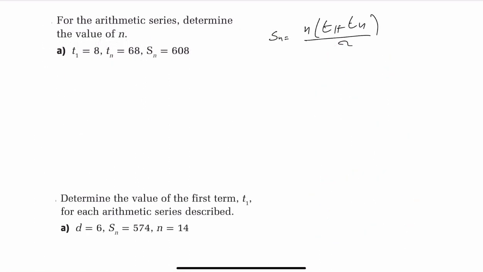So let's apply the formula we just found. To solve this problem, we are asked to find n instead of finding Sn. The previous exercise was asking us to find Sn, which was a straightforward question. Here Sn is equal to 608, which is equal to n times T1, which is 8, plus 68, divided by 2, which gives me 608 is equal to 38n. Then n is equal to 16.